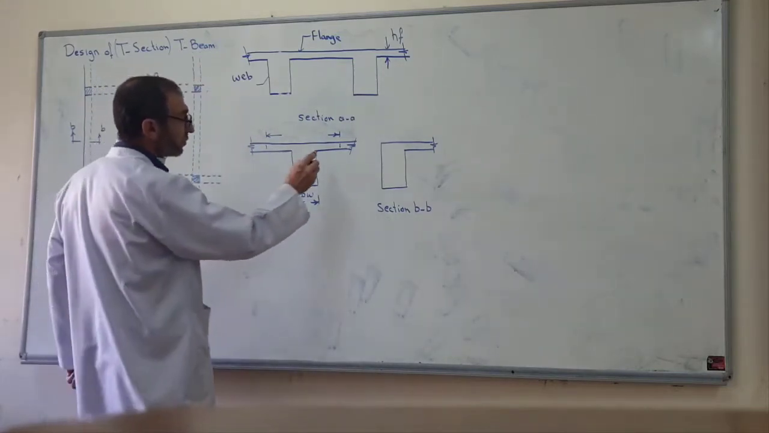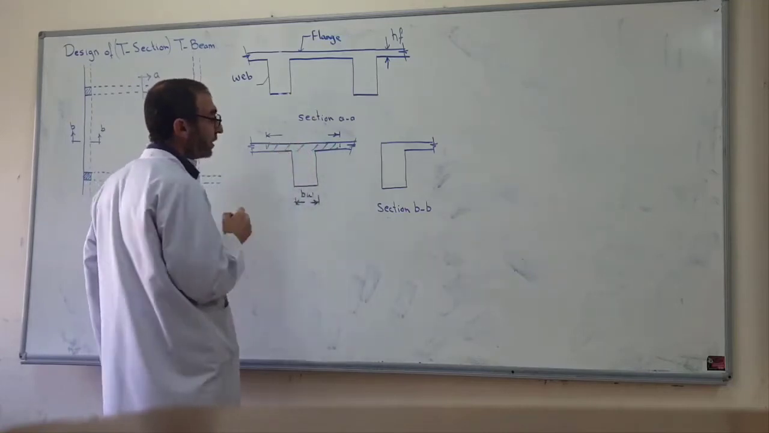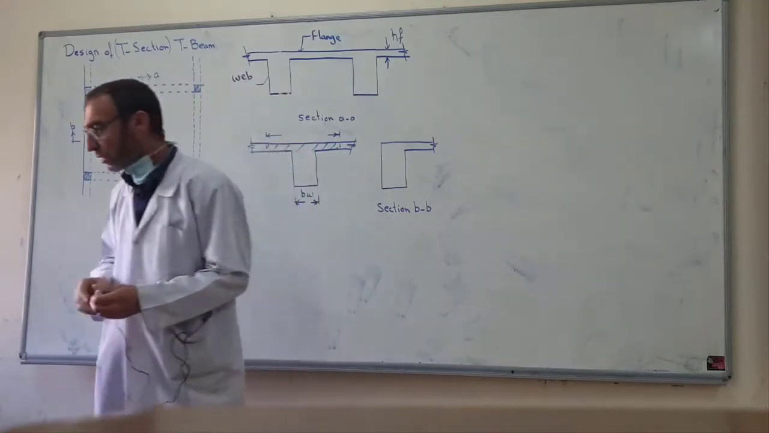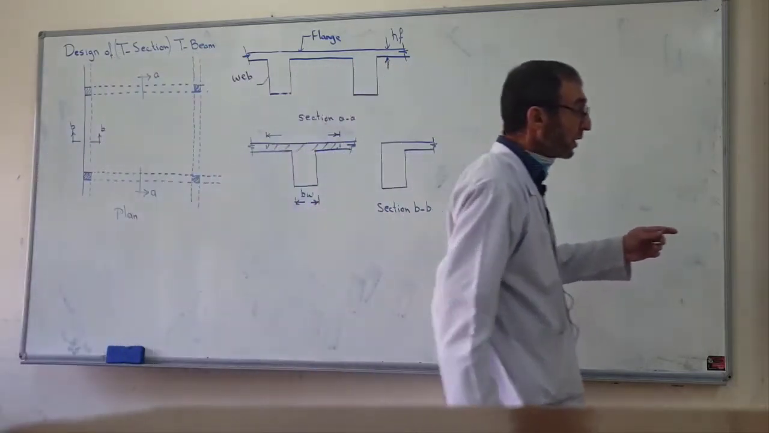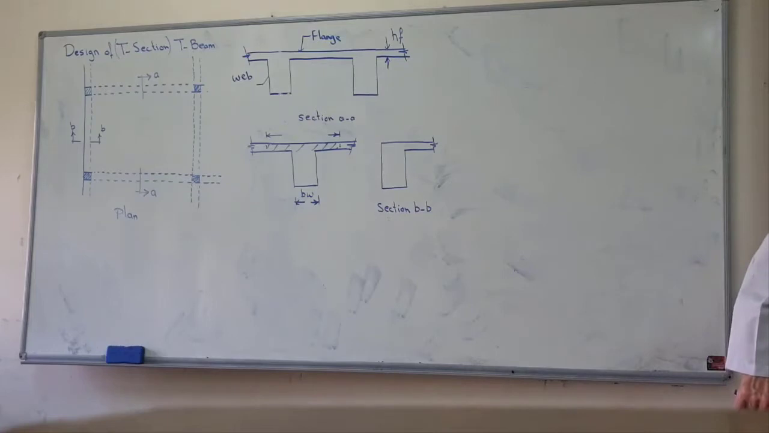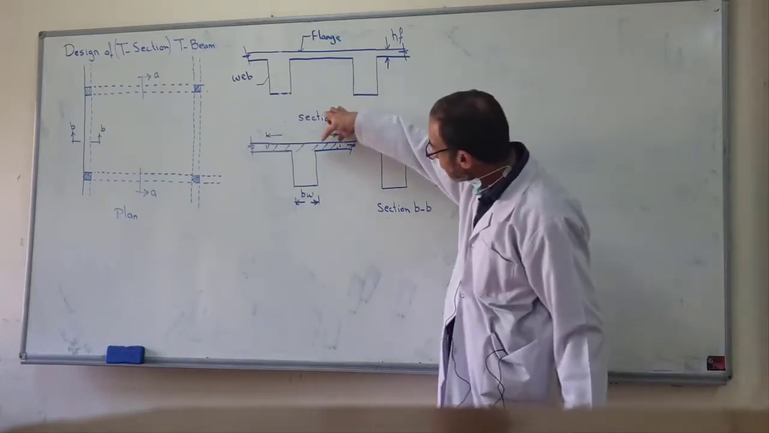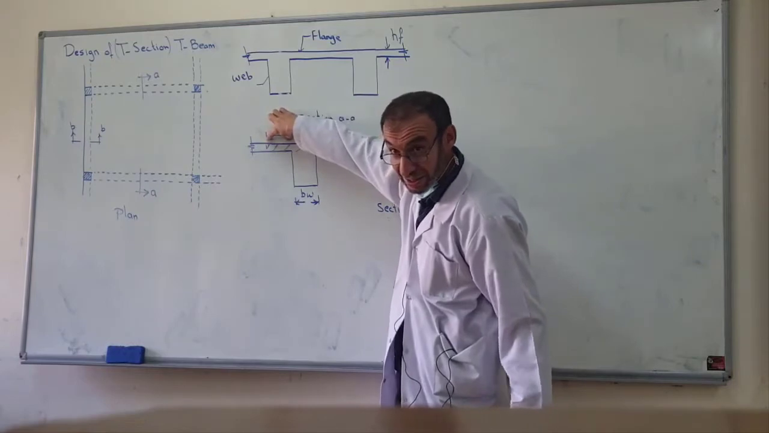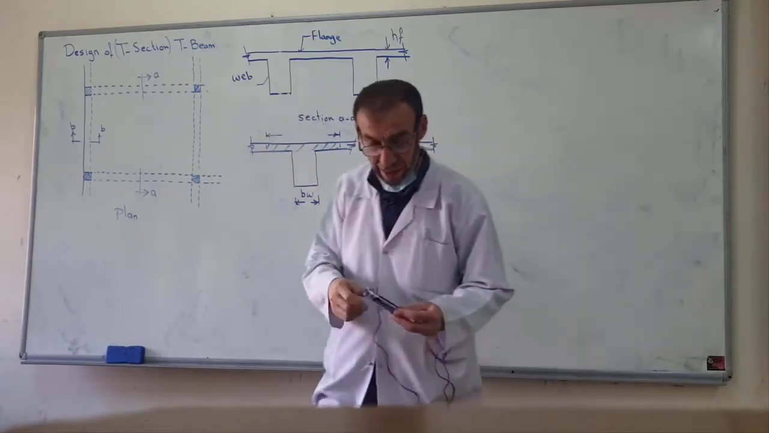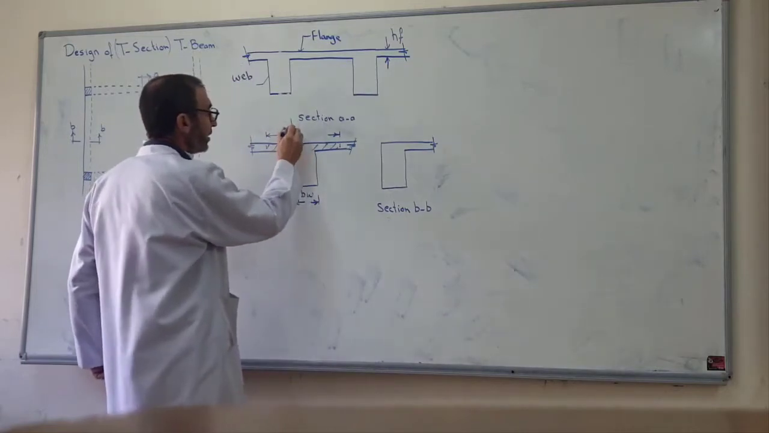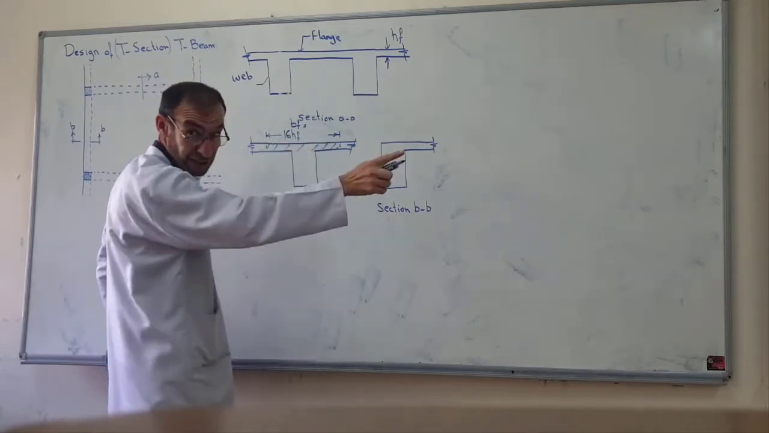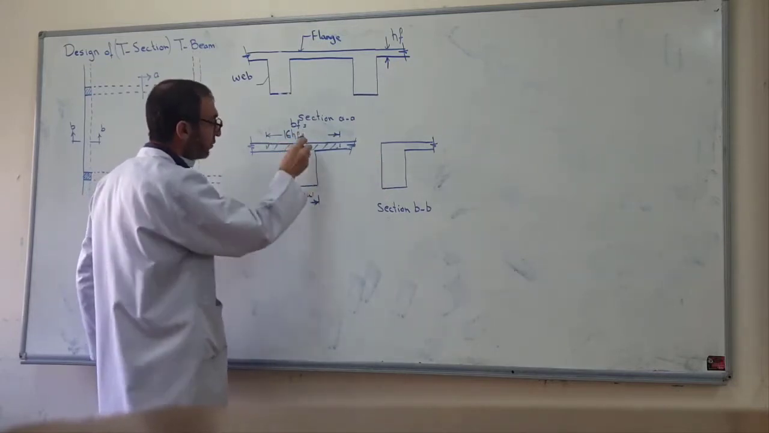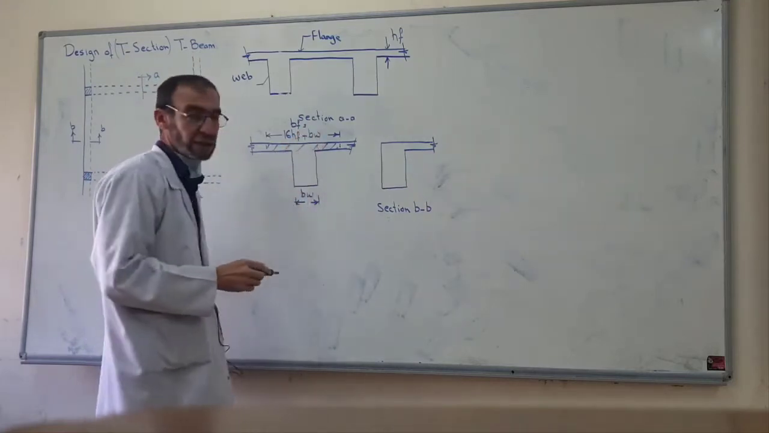According to the ACI, according to this table, the effective flange width is equal to, on each side of the web, 8 hf. So bf, the flange width, is equal to 16 hf plus bw, according to the ACI.